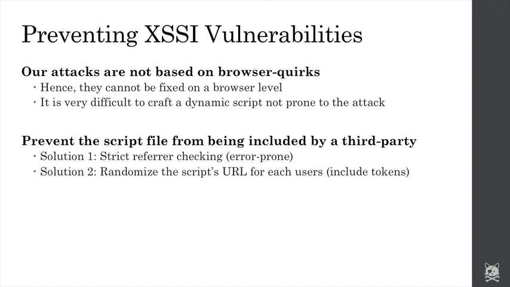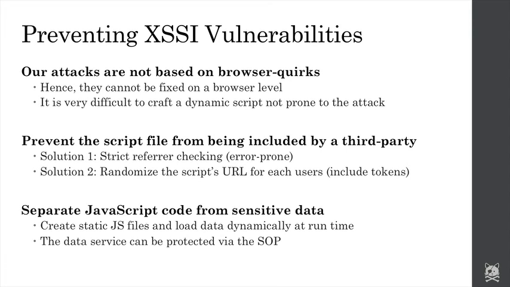Or you could put some random token into the URL. For example, something similar to a cross-site request forgery token, so that the attacker cannot guess the URL. So then he cannot include it and cannot steal the data. But we think that the right solution to approach this problem is to actually not put sensitive data into JavaScript files and not dynamically generate JavaScript.